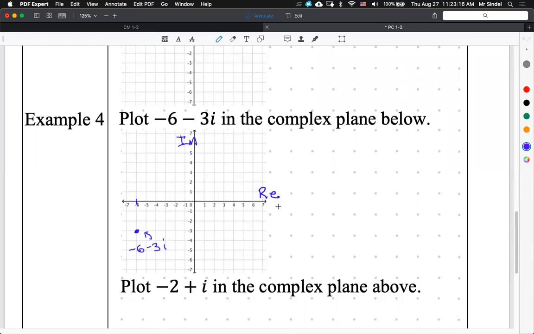On the same complex plane above, now try to graph -2 plus i. Where does that belong? -2 plus i. All right, just give me a thumbs up if you have an answer. Do you have an answer? Thumbs up.